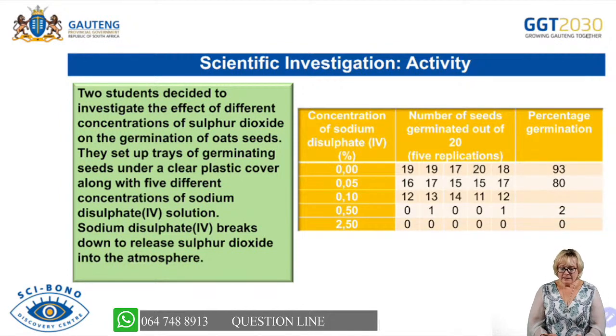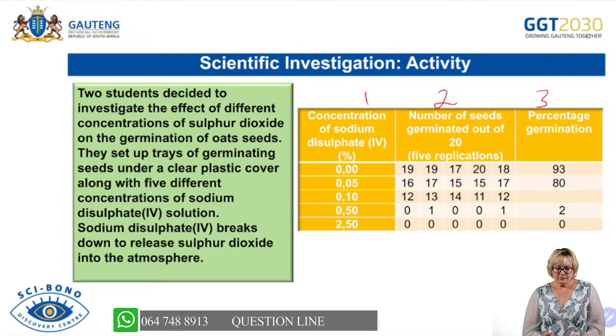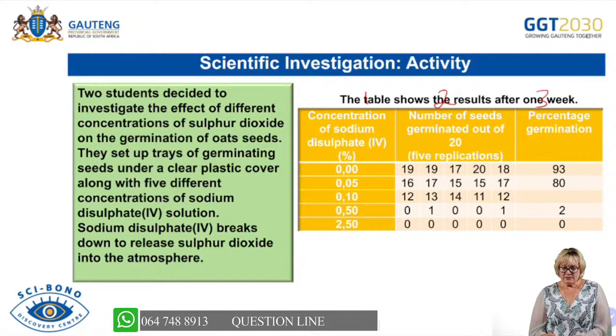Now, there's the results, and as you can see, they've put it nicely in a table. In the column headings, this is column 1, that's column 2, that's column 3. In column 1, they have the concentration of the sodium disulfate. And then in column 2, they have the number of seeds germinated out of 20, all right? And then he worked out the percentage of the germination. So he also did some calculations here, or the two of them did. The table showed the results after 1 week, all right? So after 1 week, this is what he saw.